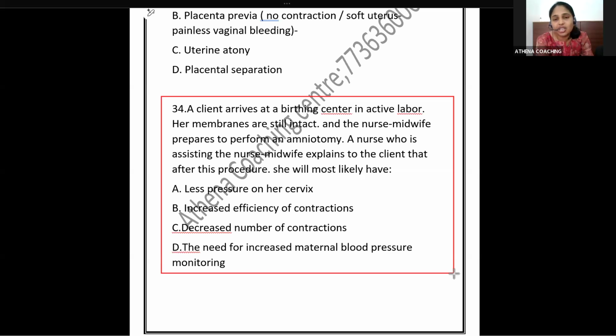An increased efficiency of contraction. Contraction increases. That can be expected.